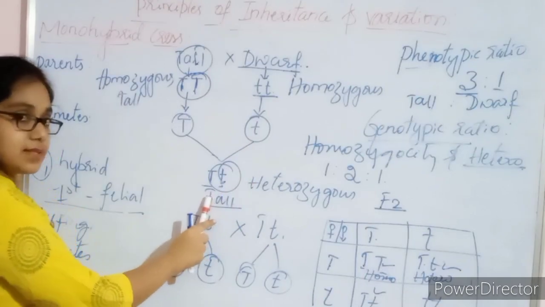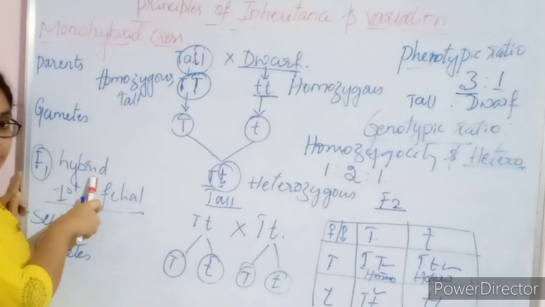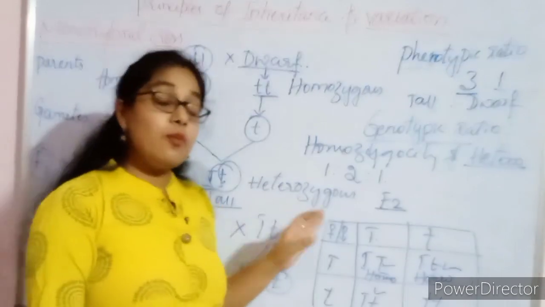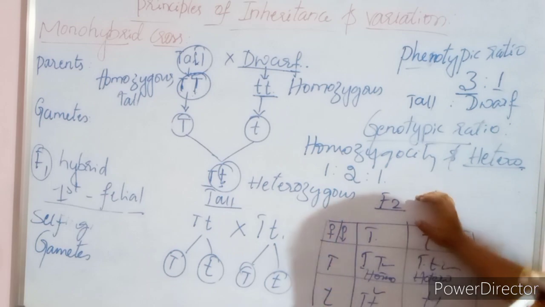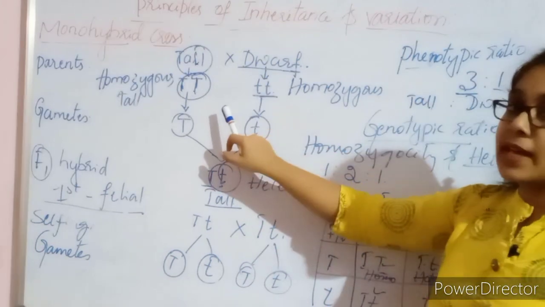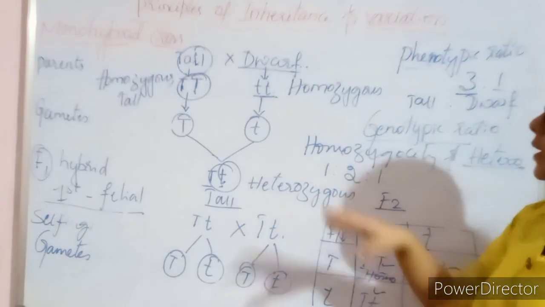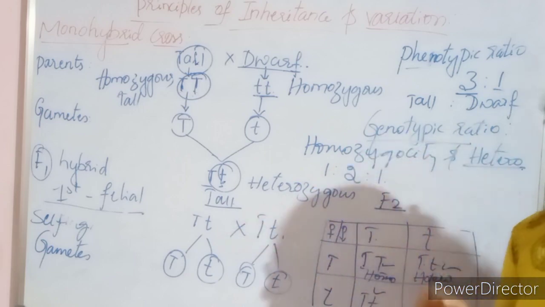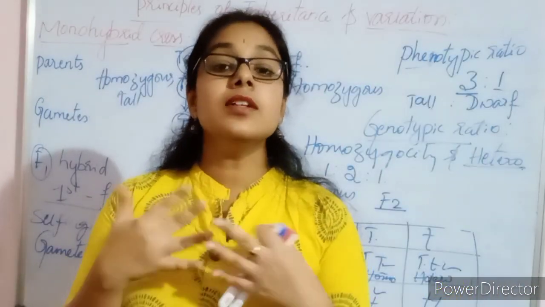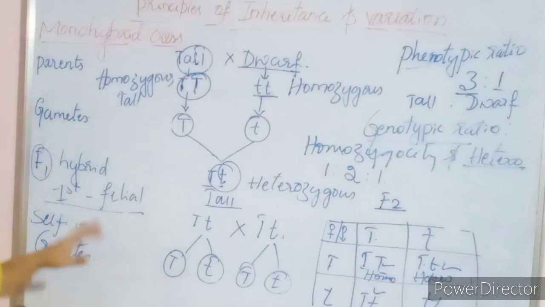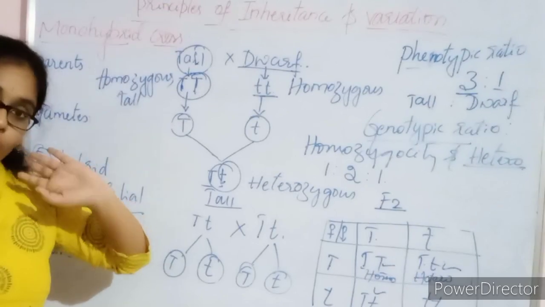After gametogenesis, fertilization has to take place, which is going to form a diploid zygote, which is nothing but the F1 hybrid. This F1 hybrid which is obtained here is tall in nature. So if it is tall, it is not homozygous, it is completely heterozygous. It is expressing the tall character only because it is the dominant character. Tall character is the dominant character.